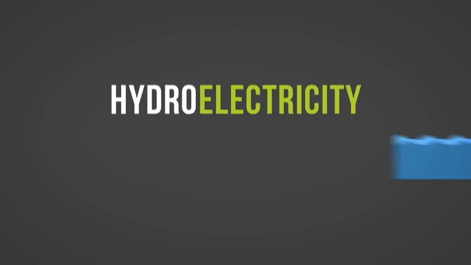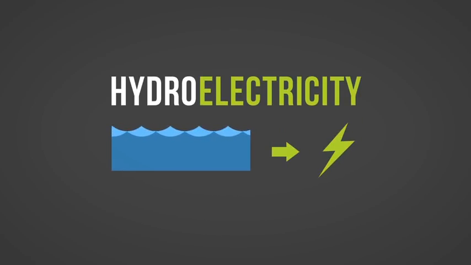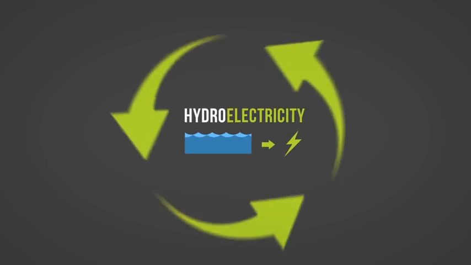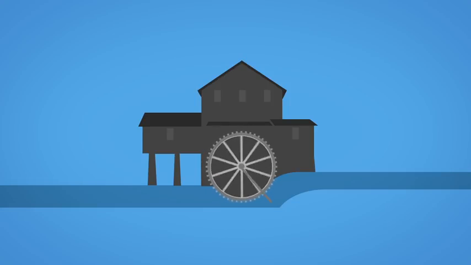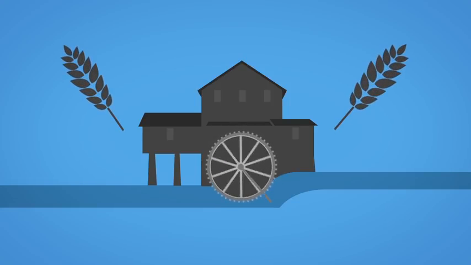Hydropower. Hydropower, or hydroelectricity, refers to the conversion of energy from flowing water into electricity. It is considered a renewable energy source because the water cycle is constantly renewed by the sun. One of the first uses of hydroenergy was for mechanical milling, such as grinding grains.